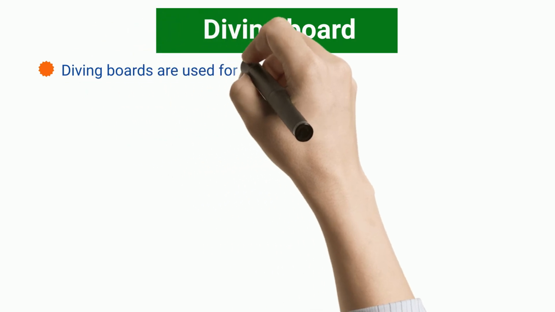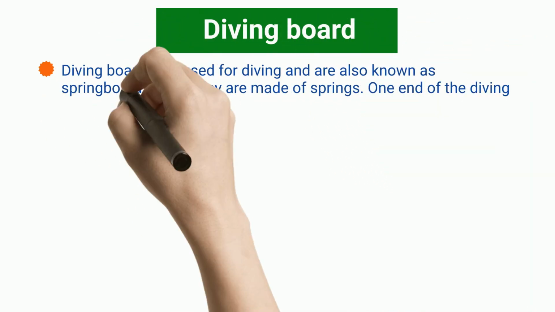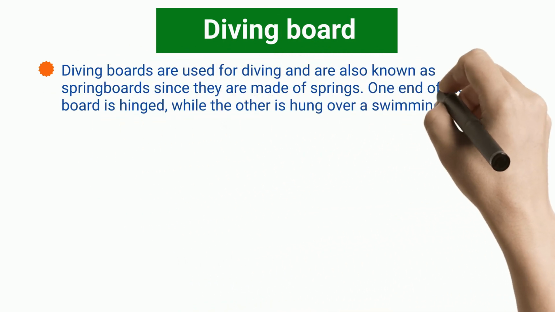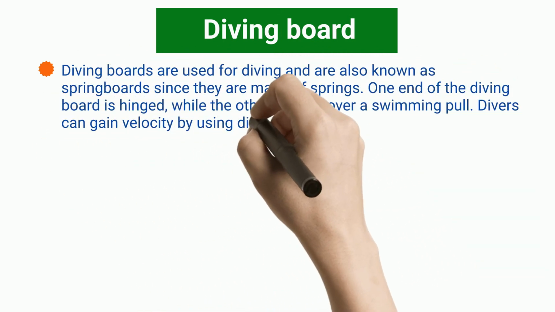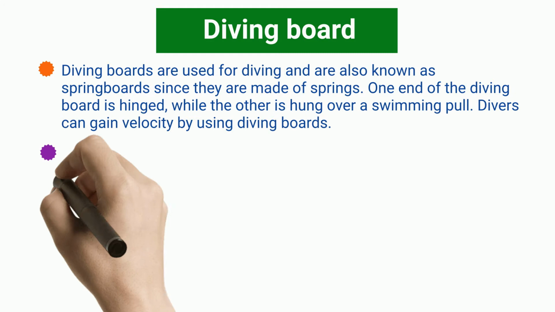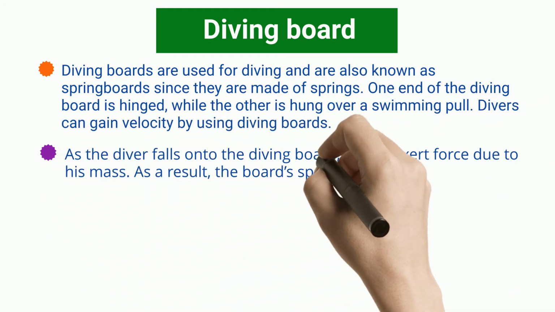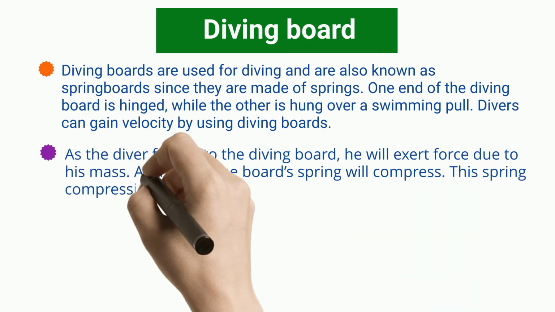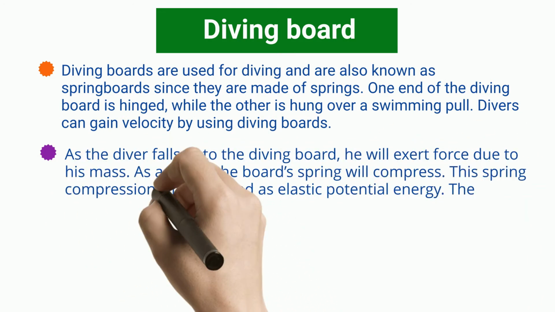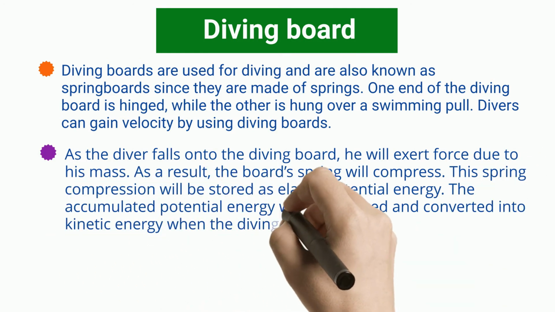Diving board. Diving boards are used for diving and are also known as springboards since they are made of springs. One end of the diving board is hinged, while the other is hung over a swimming pool. Divers can gain velocity by using diving boards. As the diver falls onto the diving board, he will exert force due to his mass. As a result, the board's spring will compress.